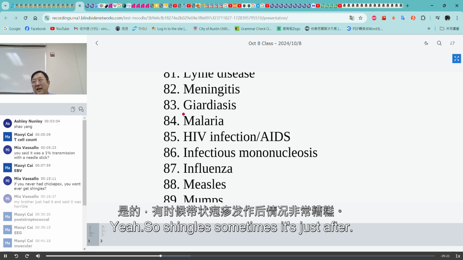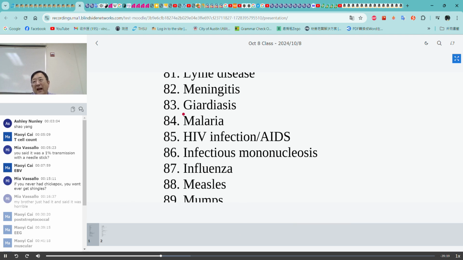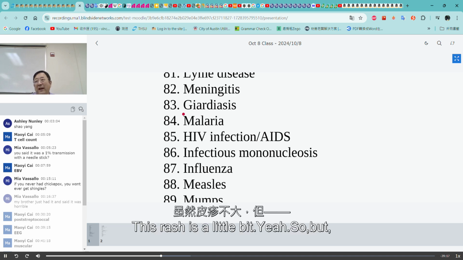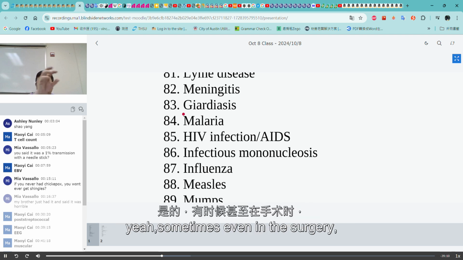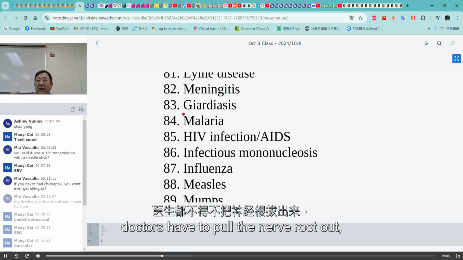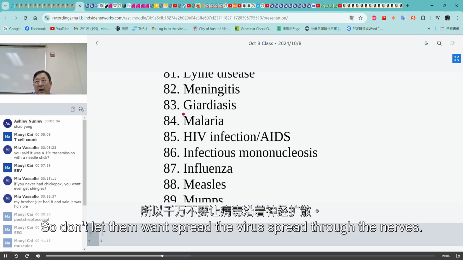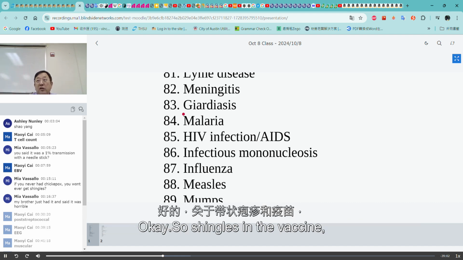Yeah, so with shingles, sometimes the rash is just a little bit, but the pain lasts forever. Sometimes even surgery is needed. Doctors have to pull the nerve root out, take the nerve out. So don't let the virus spread through the nerves, okay? So for shingles, you need the vaccine.